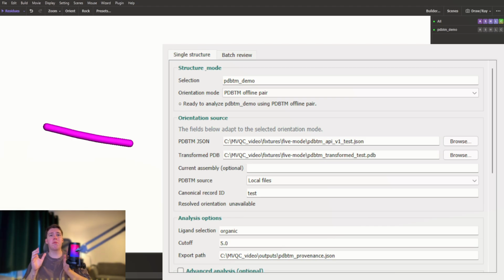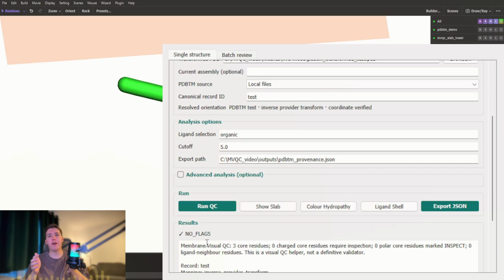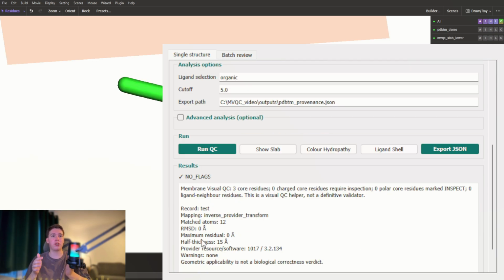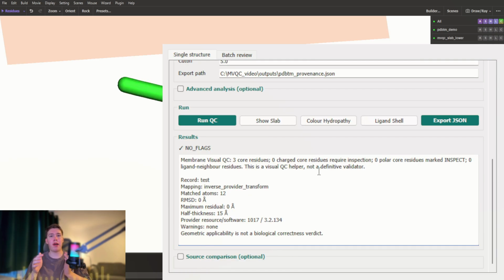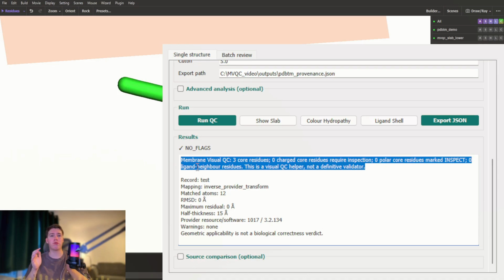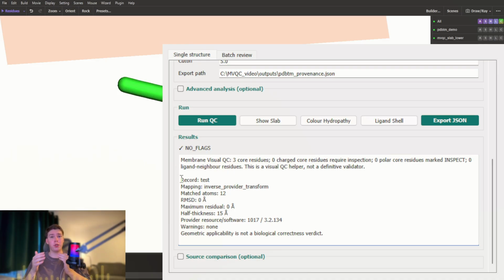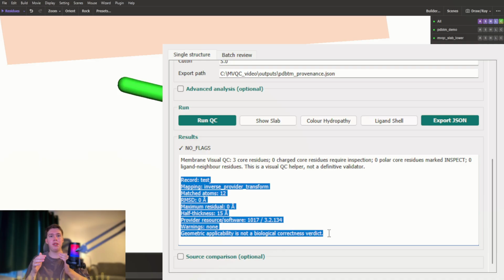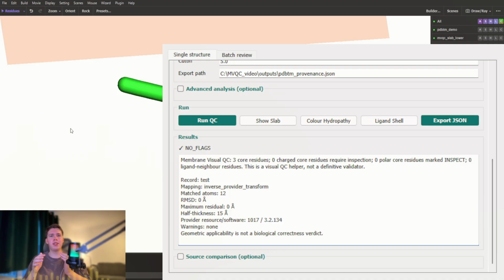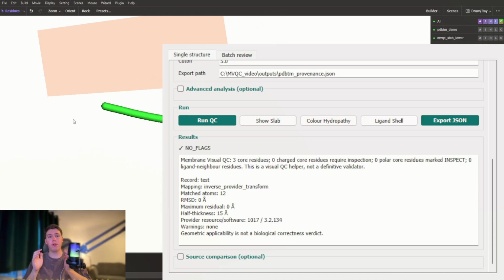This leads to one of the parts of the project I became increasingly careful about: provenance. A membrane orientation isn't simply the membrane. It came from somewhere. PDBTM, for example, is a database built around identifying transmembrane proteins from known structures and locating their membrane-spanning regions using 3-dimensional structural information. Membrane Visual QC can consume validated PDBTM-derived data, but it doesn't simply trust 2 files because their names look related. It checks their structural relationship.